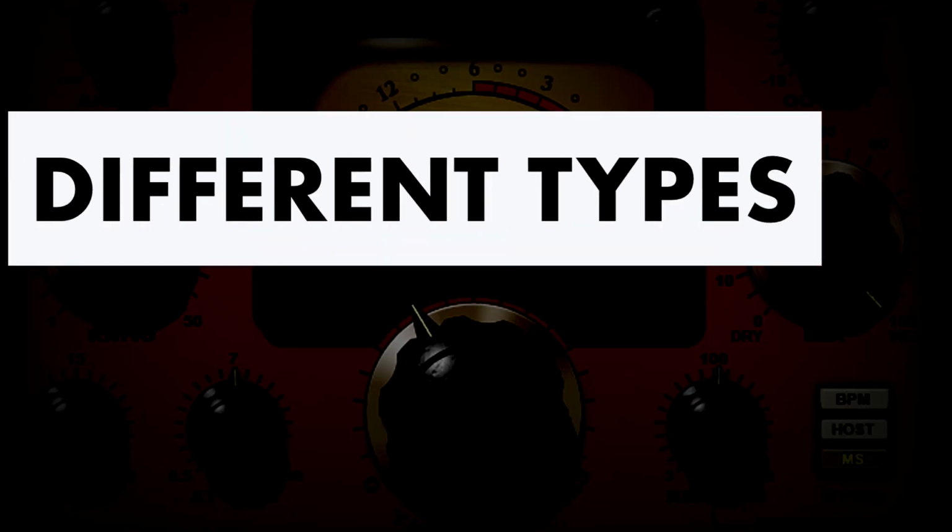Another use for dry wet is to use a compressor as a parallel compressor. This is especially useful on drums or overall mixers as an example, where you can keep the feel of the original signal but also blend in that extra character that you've shaped with the compressor.